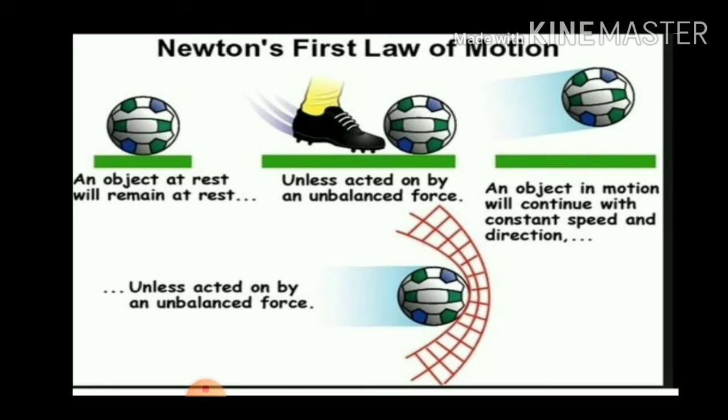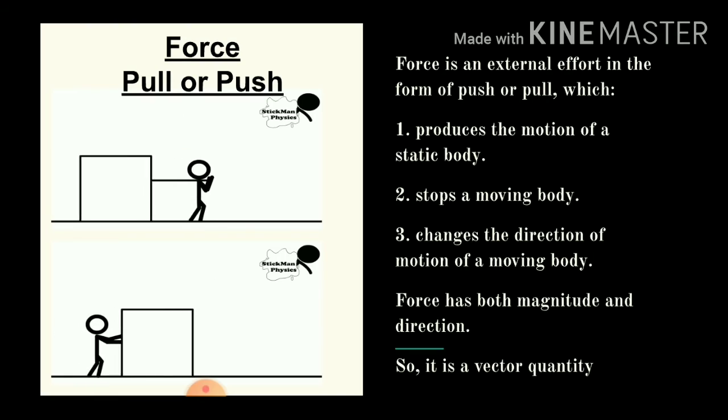This is Newton's first law of motion. An object at rest will remain at rest unless acted on by an unbalanced force. An object in motion will continue with constant speed and direction unless acted on by an unbalanced force.